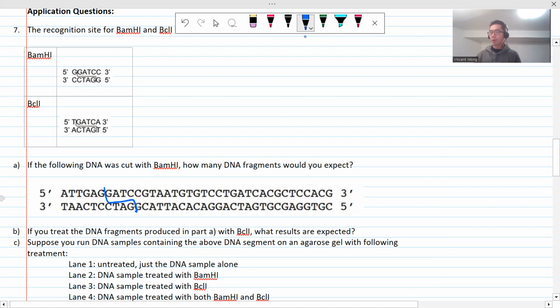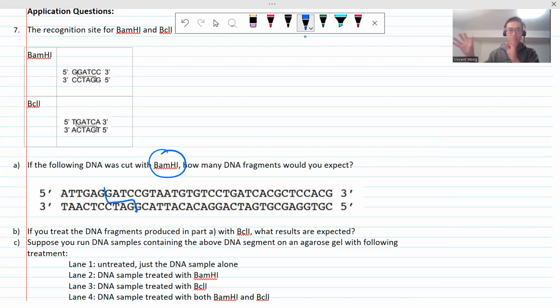Okay. Then we keep on scanning through the fragments and see if we have another GGATCC, and we do not. So that's what happens if you use BamHI on this fragment. You will only cut it once. You have a longer fragment and then a shorter one.